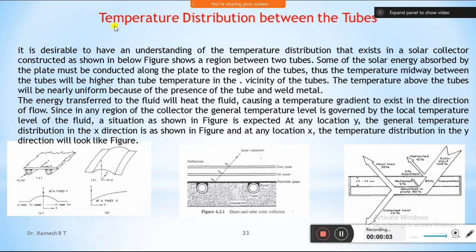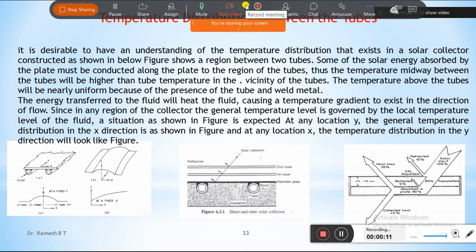Yes, very good afternoon. So today we are going to discuss the temperature distribution between the tubes in the flat plate collector. We already know that a flat plate collector consists of covers, maybe one or two, then an absorber plate, then tubes, and inside the tubes a fluid is flowing, and lastly it is surrounded by an insulator and finally a casing. So this is the construction of flat plate collectors.